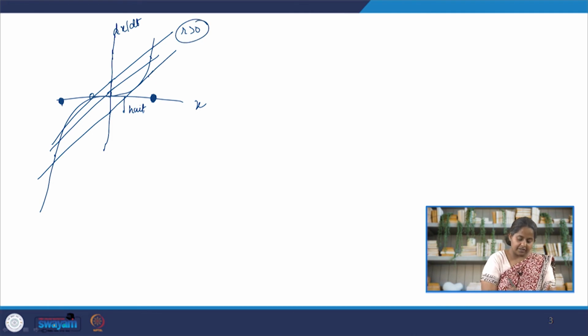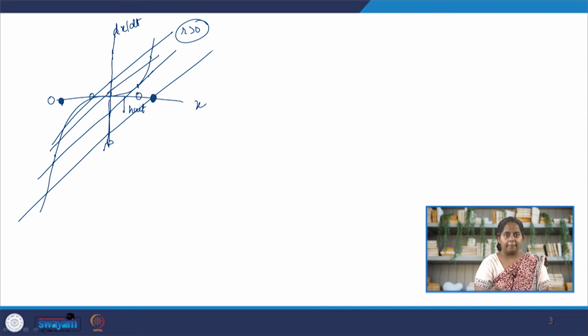So, at this H critical, the line is tangential to the curve here and it intersects here. If I keep reducing H even further down, then there will be only one fixed point. So, if I am reducing the H, the 2 fixed points collapse into one fixed point which disappears. Now, let us go in the other direction.